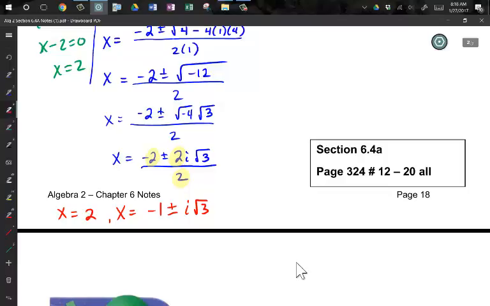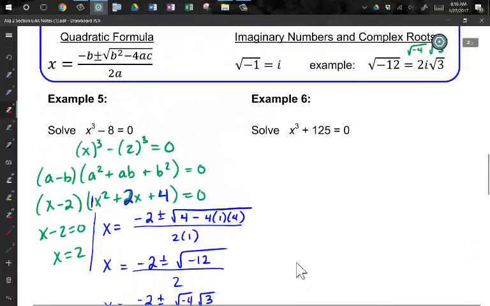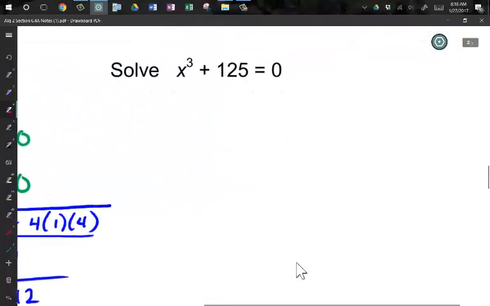One of them is real, the number 2. The other 2 answers are complex, and those answers are negative 1 plus i root 3, and negative 1 minus i root 3. So we still have 3 answers, but some of them are going to be imaginary. So it's okay, perfectly fine, but what's in red there at the bottom are our answers. And this is where we're starting to use those complex numbers to our advantage.